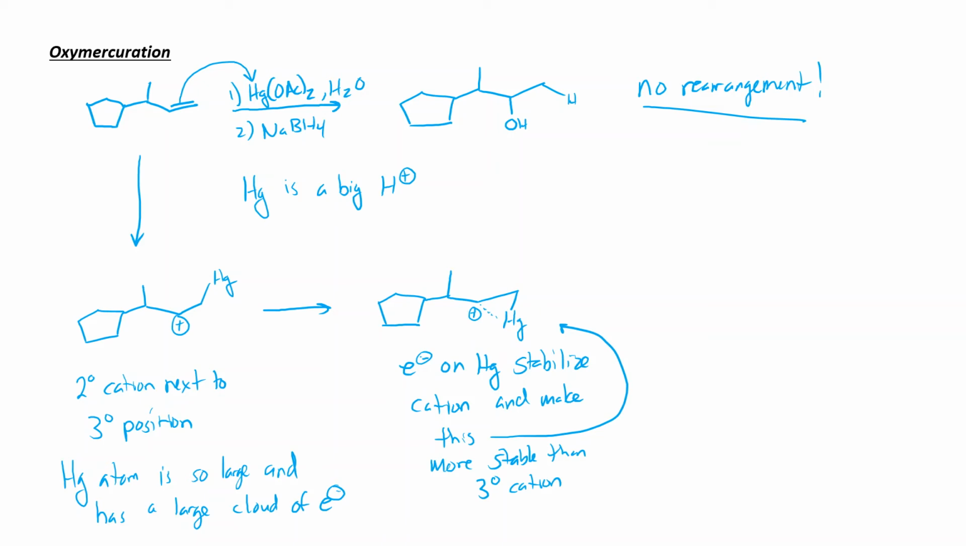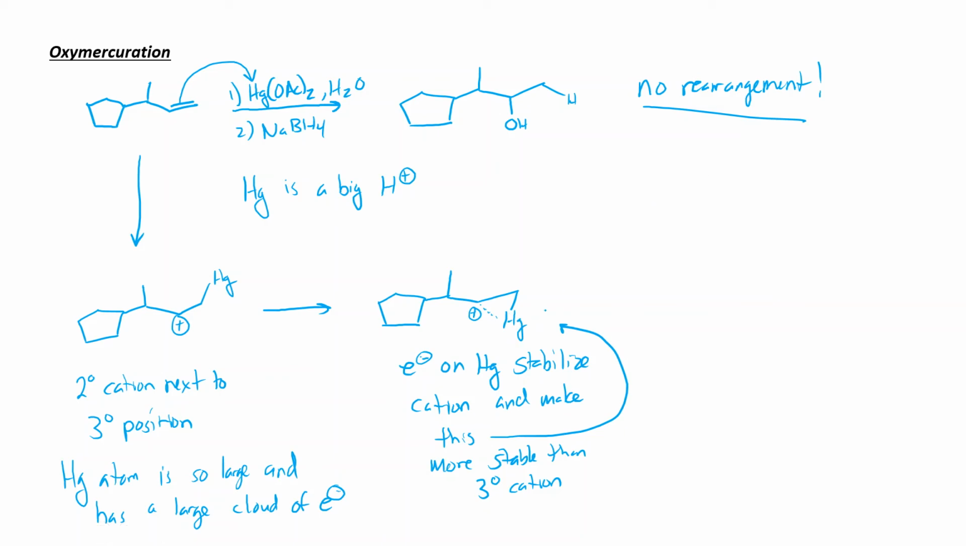So basically the carbocation is making a choice. It can stay at the secondary position and have the mercury electrons stabilize it by sharing their electrons with this carbocation, or it can move over to the tertiary position and get greater substitution and be more stable that way. The carbocation always chooses the secondary position with the mercury present.